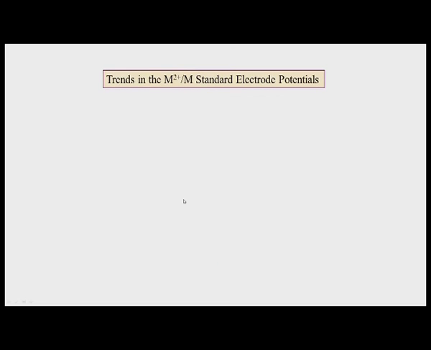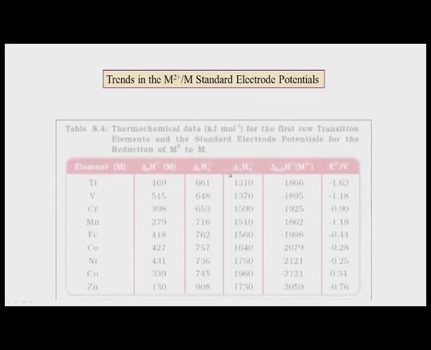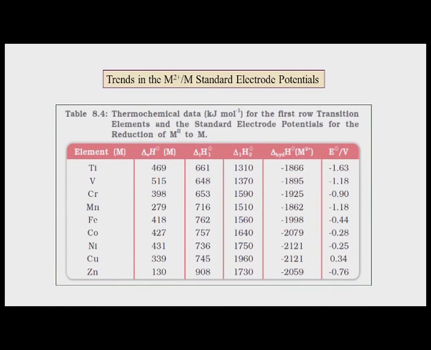So, quantitatively, if we now compare the corresponding M2+ to M standard electrode potential and what observations we can get, that is very important to know again from your book, the table. So the removal of electrons, basically the atomization process, the ionization process, the electron removal process and the hydration energy. These are all energy contributions, and when we reach the typical E0 value, these are the different thermochemical data in kilojoule per mole for all these steps.